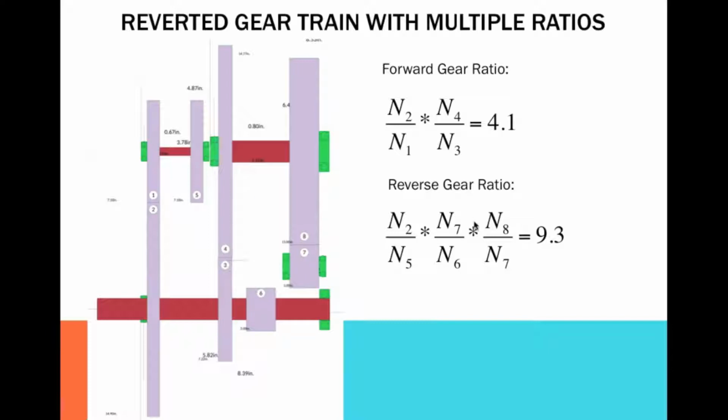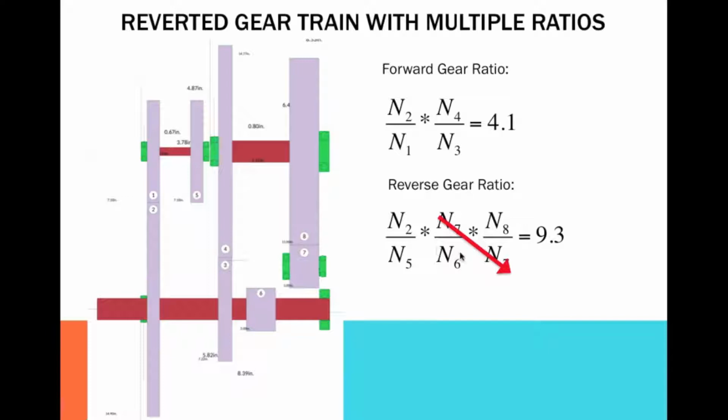And then for reverse, it's similar, but instead we're doing 2 to 5, 7 to 6, and then 8 to 7. And if you notice here, the idler gear will actually not play any role in determining the gear ratio for the reverse gear. That's because N7 will just cancel out. So what we actually have is N8 over N6 right here. That just tells us that the idler gear is just there to reverse the power into a different direction, or the torque, or the speed, however you want to think of it.